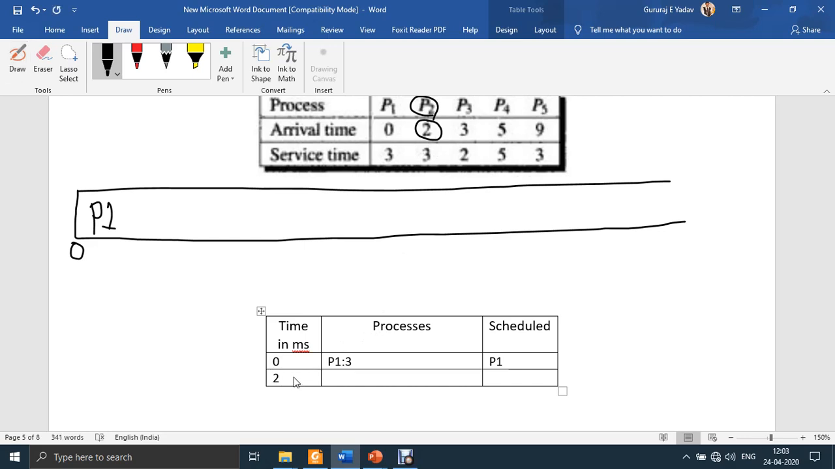Next time interval you have to consider 2 milliseconds. So that is what I wrote here. So at 2 milliseconds, which are the processes available which are ready to execute? So which are the processes?